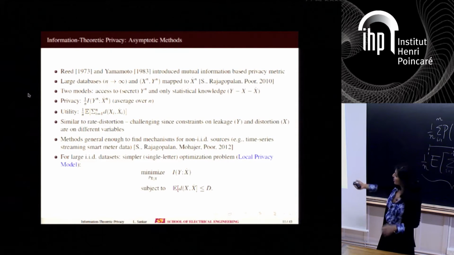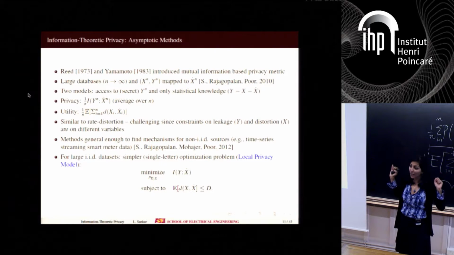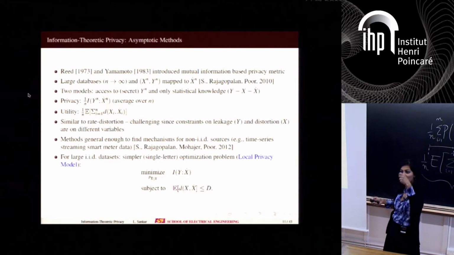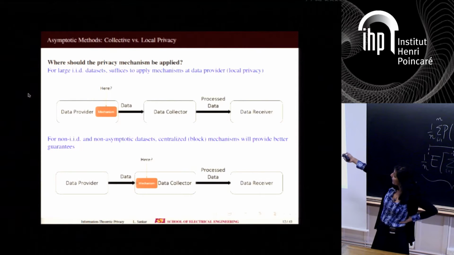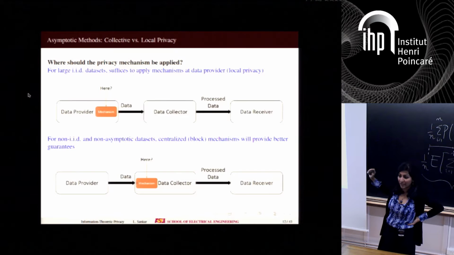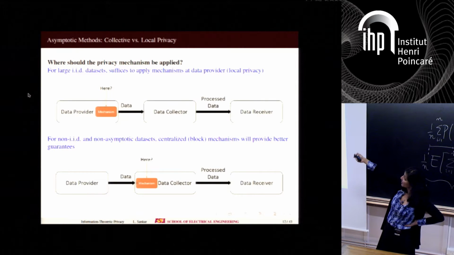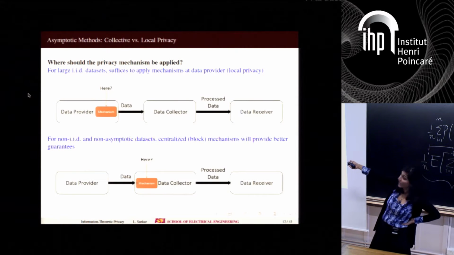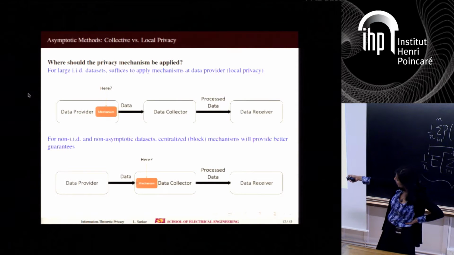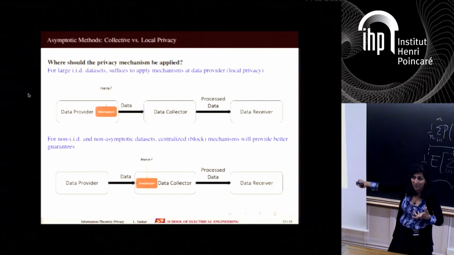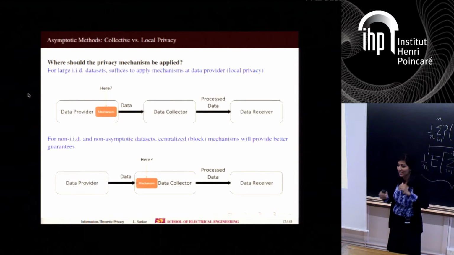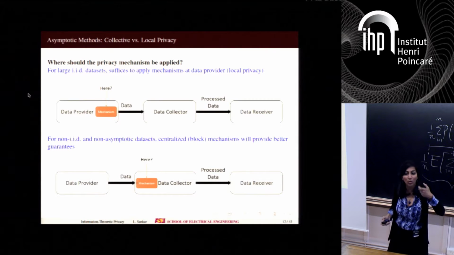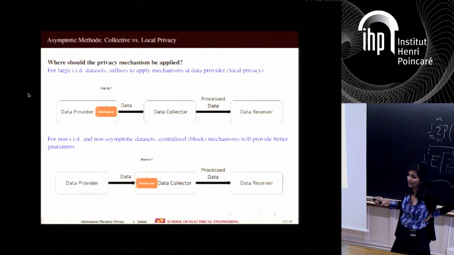Okay, so keep in mind if you had a very large database and if people had the data themselves, you could just apply the mechanism one data point at a time. So that is captured here. Where should you apply the mechanism? Should you do it at the data provider versus the data collector? In general, if you had very large databases where the law of large numbers could kick in, you can do it at the data provider. For non-IID and non-asymptotic, you really want to do it at the data collector, because now you have access to the entire data and you can design a mechanism for the whole data. You have a question, Cynthia?